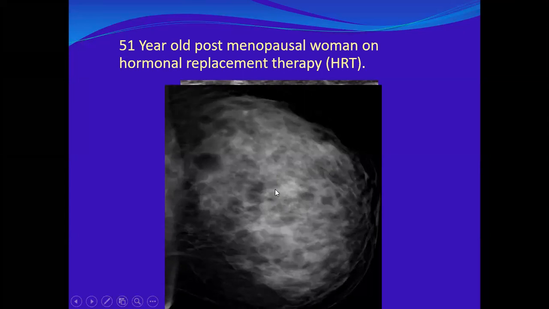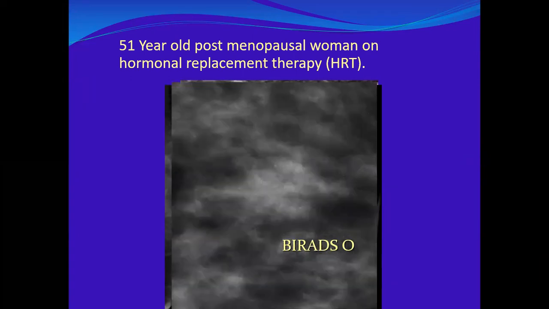So to confirm it, I need to see the other view. After that, I will ask for spot compression. I will report it as BI-RADS 0. I need to go further. Okay, now this is the spot compression.